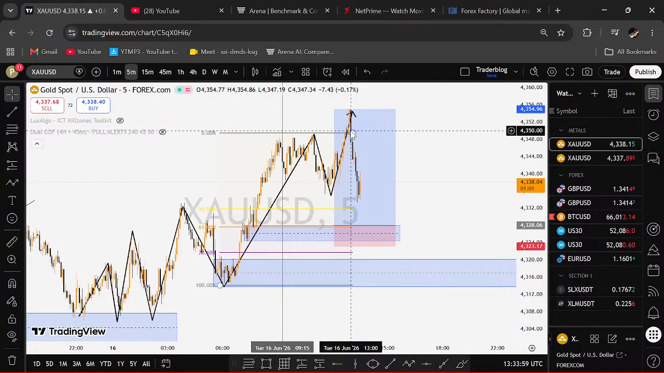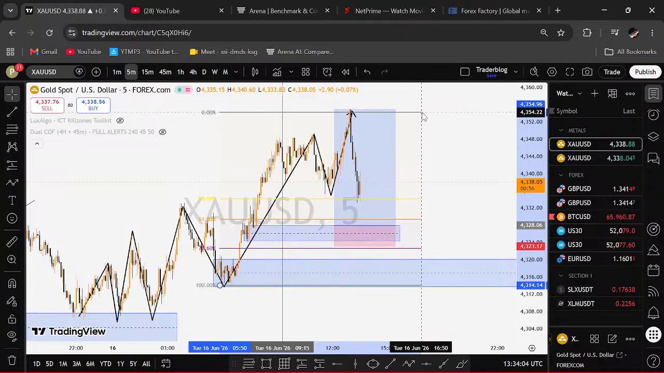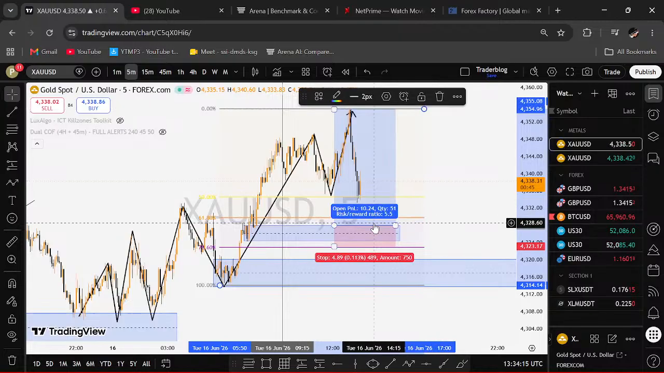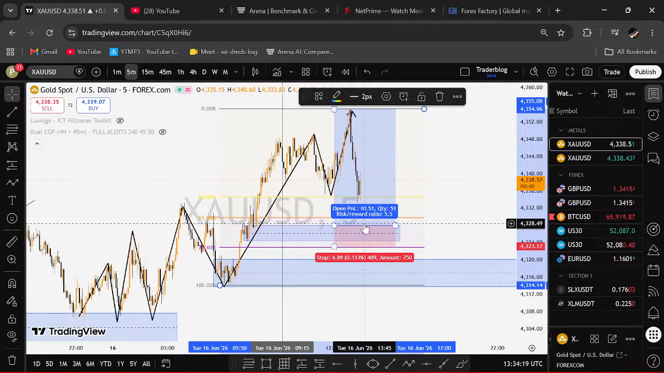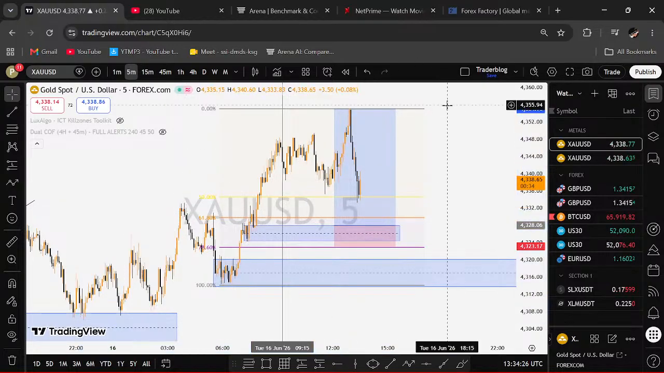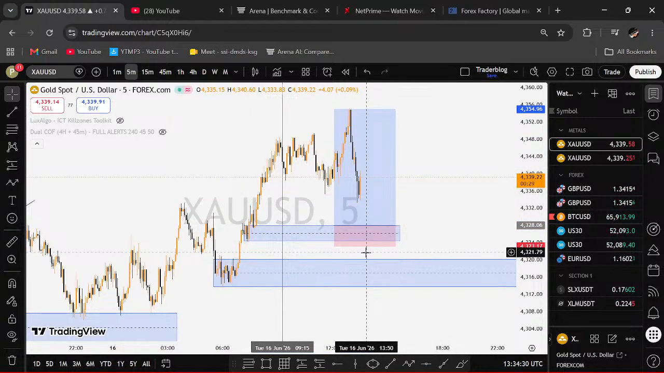Then the swing went much higher. And the swing came all the way here. So now I'm thinking, why not? This is a good zone for me to buy back or join this trend, this uptrend. So that's what I'm waiting for today.